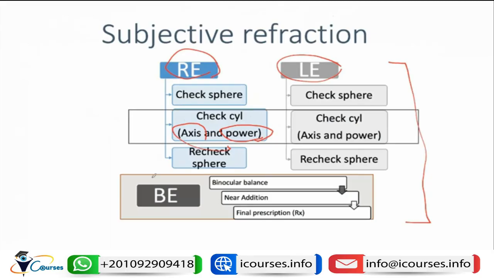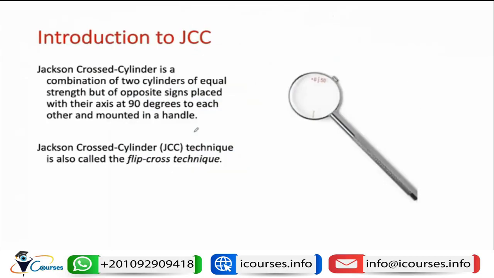What concerns us here is the checking of the cylinder, which will be by checking the axis and checking the power. This can be done by a device called the Jacksonian cross cylinder. What is the Jacksonian cross cylinder?